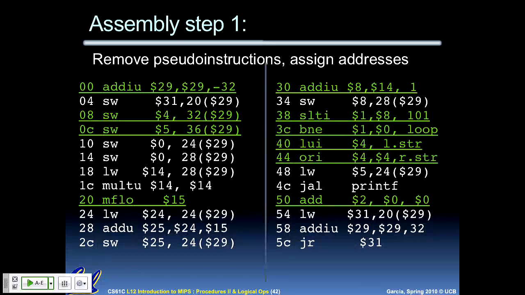Let's go through. Multiply has been expanded. Here's the multiplies, the move from low. That was the add, turned into an add immediate. This was the loop that was less than 100. Less than or equal to 100 is actually less than 101. And now this was the load address. Remember, you had to get the pointer to the string. So that turned into two instructions that give the high 16-bit and the low 16-bit of the address.